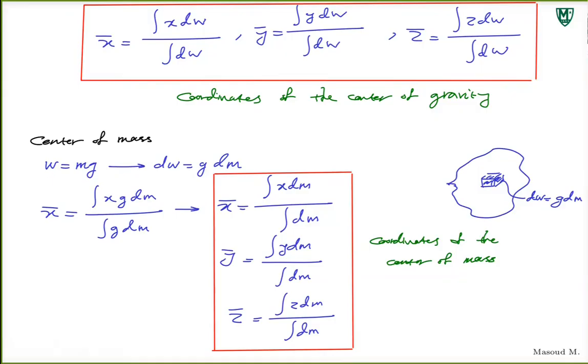So x bar, y bar, and z bar: center of gravity and center of mass are the same. They're the same location for a rigid body. All right. Let's continue this. So, center of mass.